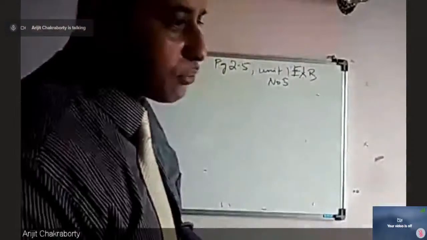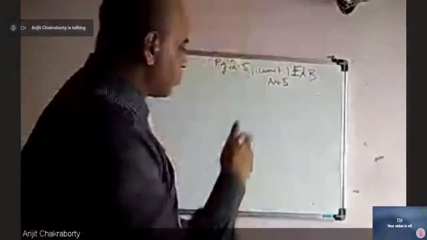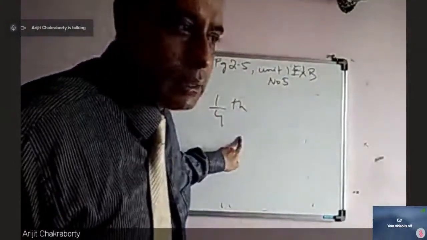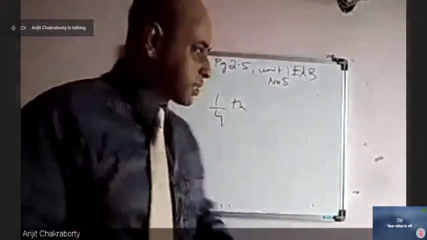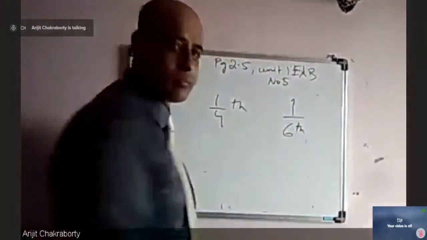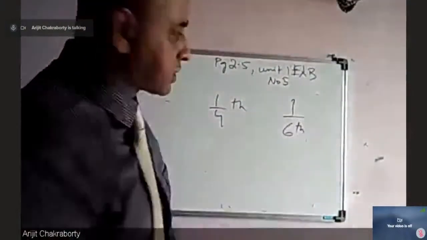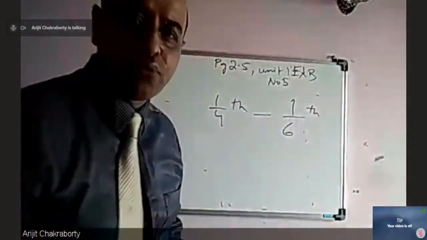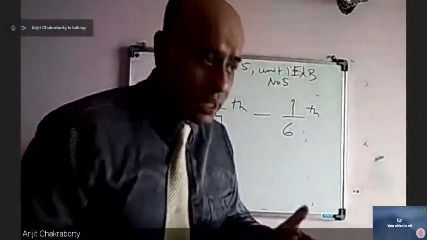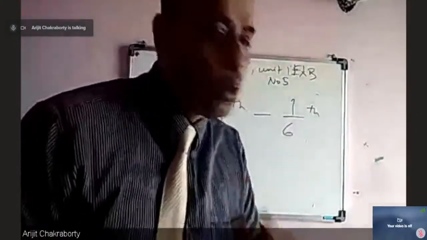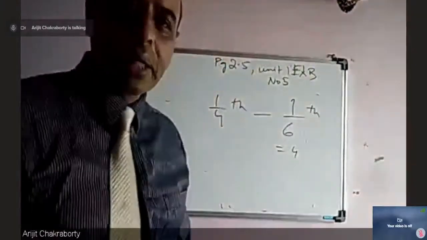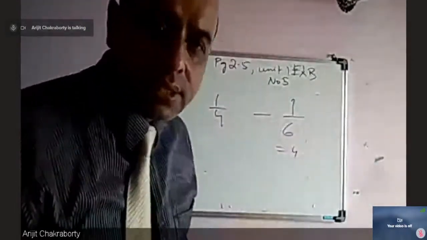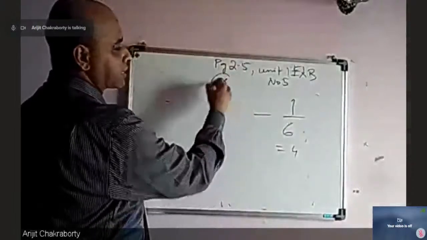If the fourth part of a number, fourth part means 1/4, if 1/4 of a number exceeds 1/6, so 1/4 is more than 1/6. So 1/4 minus 1/6 of a number, then what happens? The difference is how much? The difference is 4. Okay, so let us take the number as x. So let the number be x.